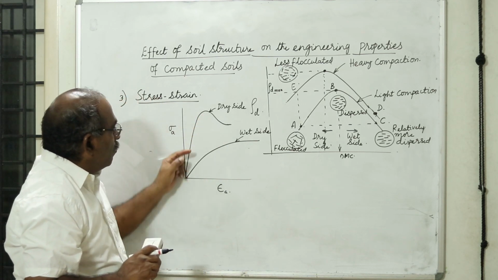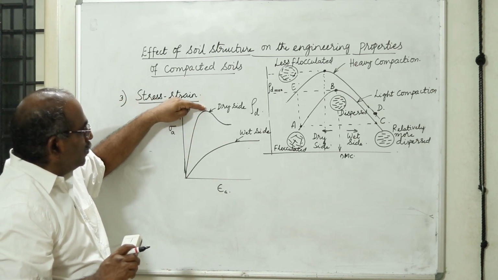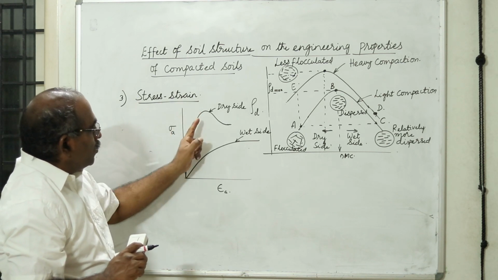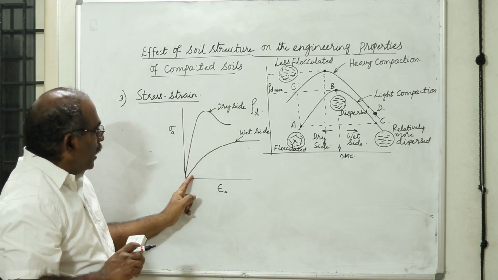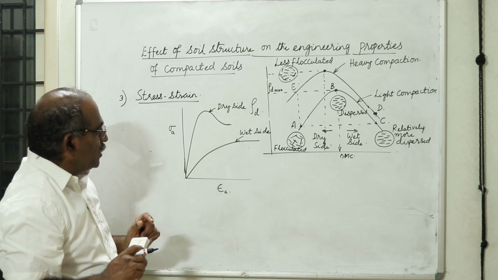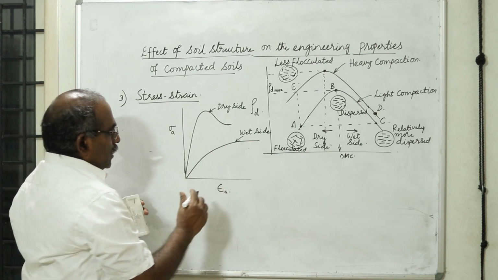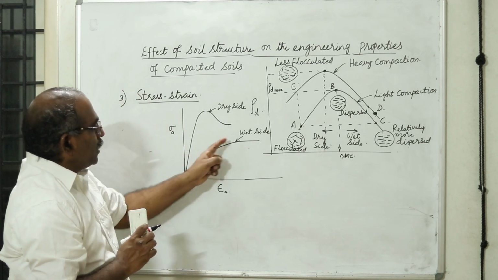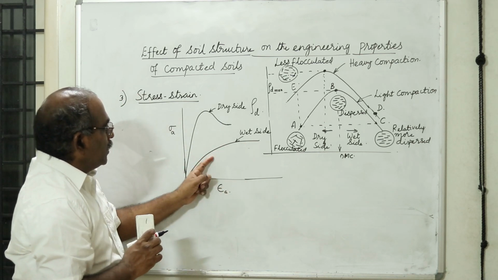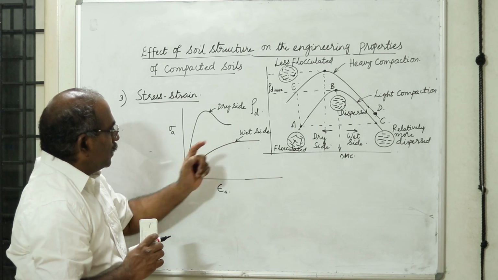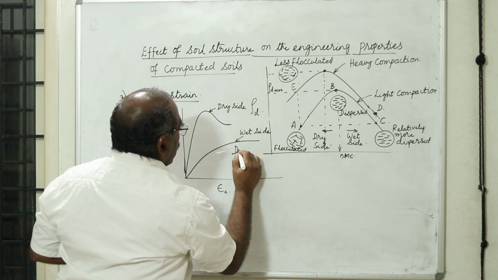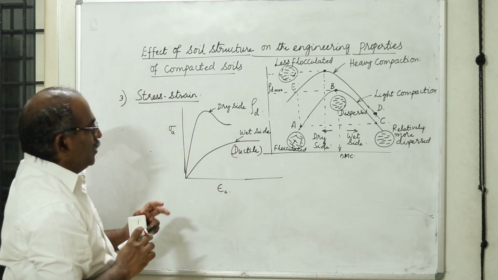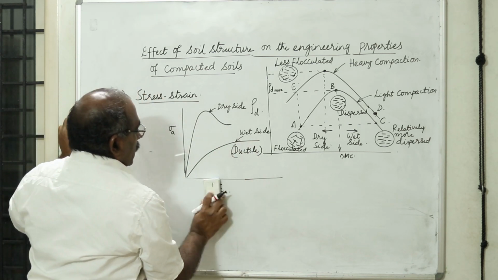Then it is going to have more strength because the flocculent structure is going to give you more strength, and it is going to have a brittle behavior. Whereas for soil compacted to the wet side of the optimum, if you try to do this analysis of the stress strain characteristics, you get a curve like this, which has got a ductile behavior, and the strength is less. Therefore, these are the stress strain characteristics.